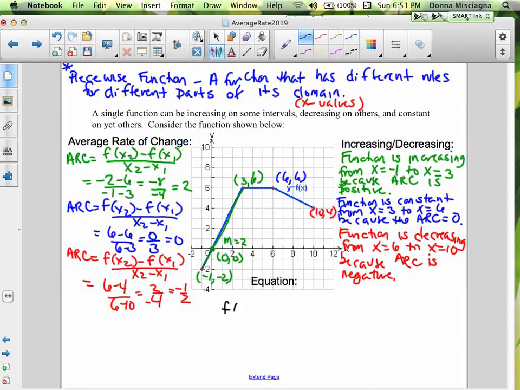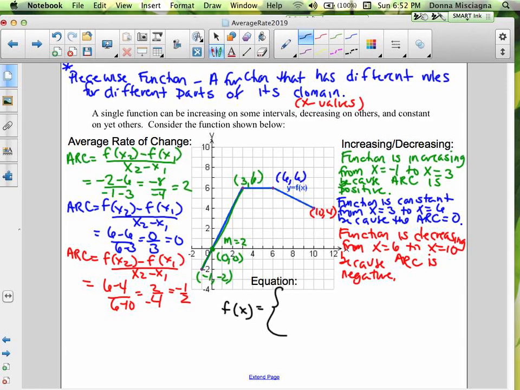This is a piecewise function, and we're going to have 3 pieces. So this says f of x equals, we're used to writing 1 rule. We're going to write 3 rules, and we're just going to specify when to use each rule. And I'm going to show you the correct format for writing this.